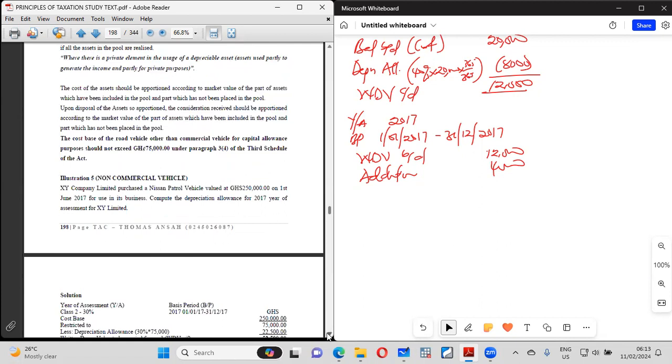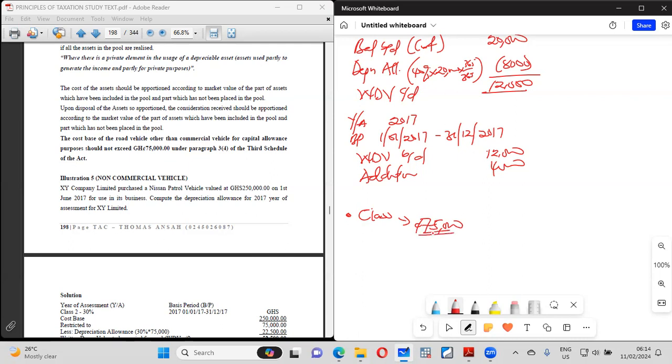So now, what I need to tell you again is that these are keys. Key number 1 is that in the class 2 assets, we have the cars. According to the law, the capital allowance is granted to non-commercial vehicles only up to 75,000 Ghana cedis. So it's not like the capital allowance is granted on the full cost. The value on which the capital allowance will be granted is only 75,000 Ghana cedis.